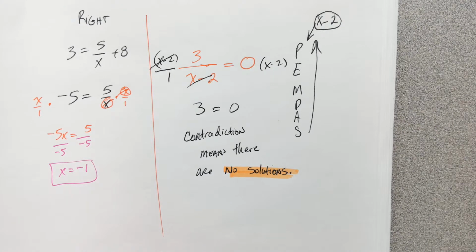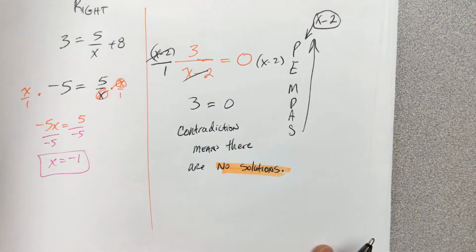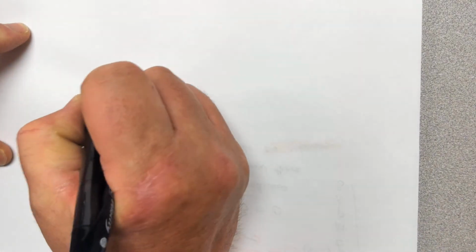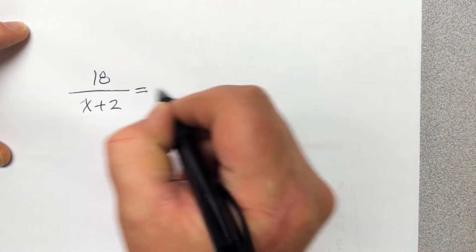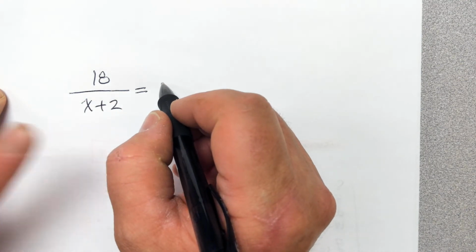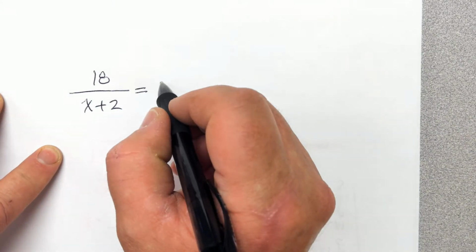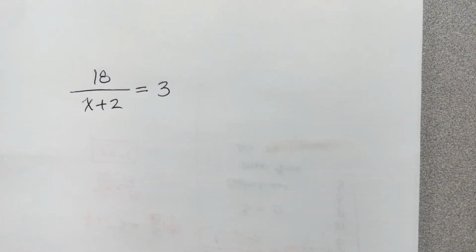Let's try a different one that's not got an ugly trick. Ready? Yeah? Okay. Let's try, I'll try to see if I can make an easier one too. Let's do 18. Oh yeah, let's try that one.